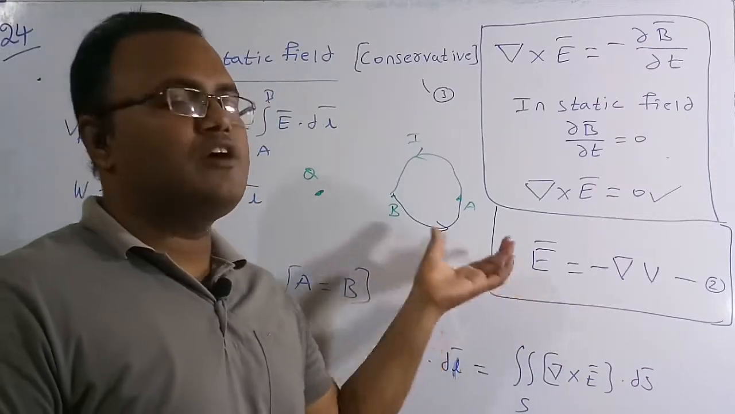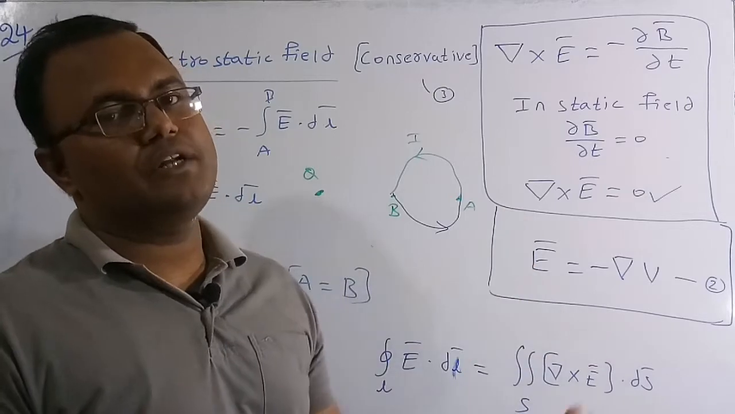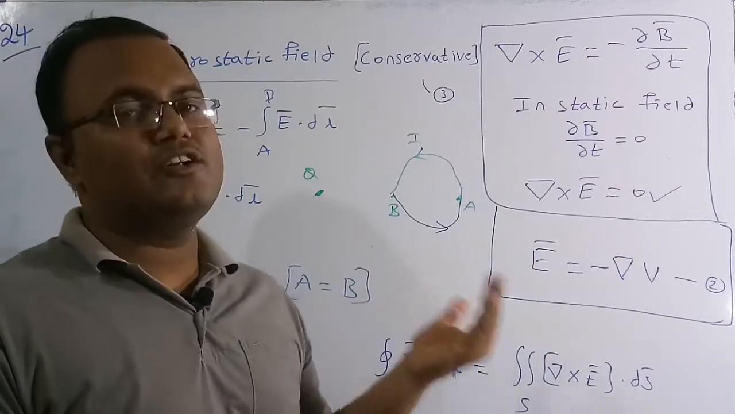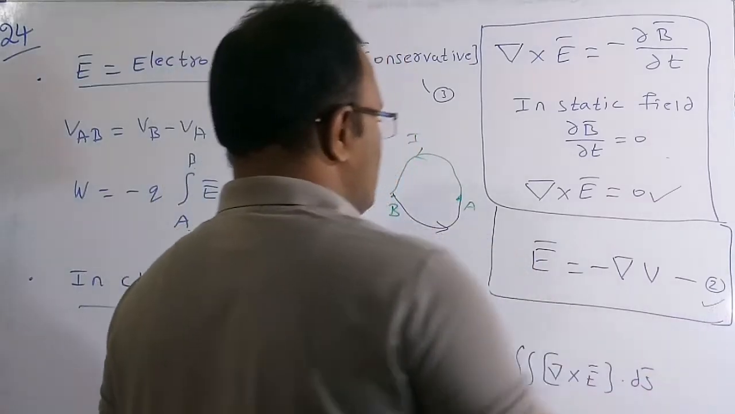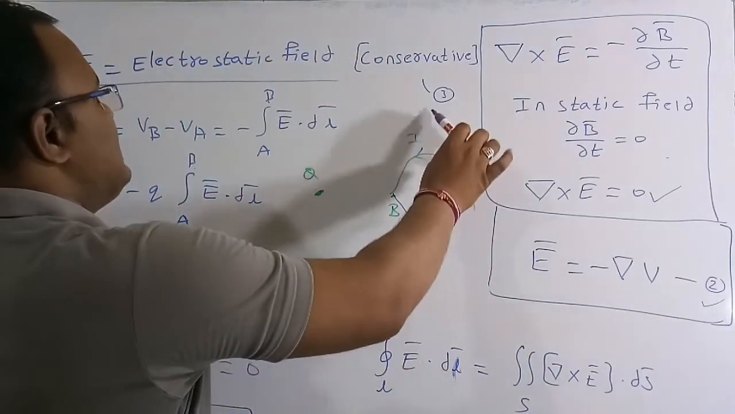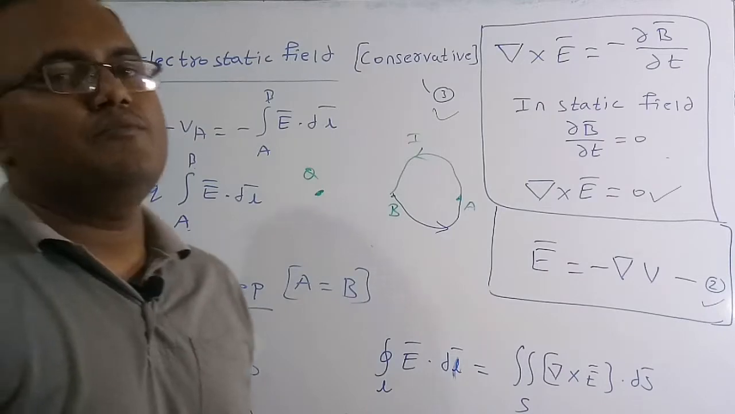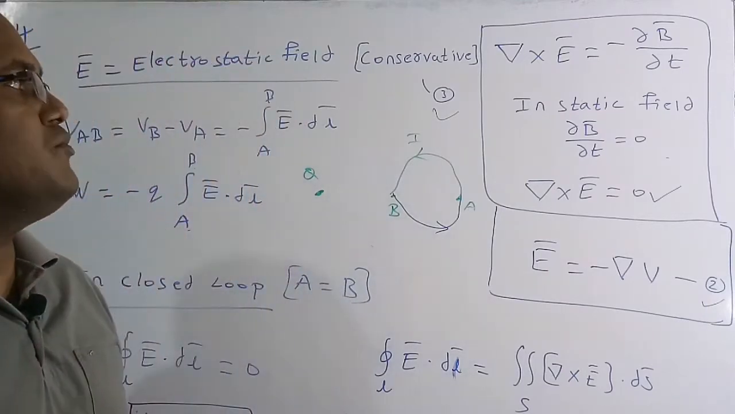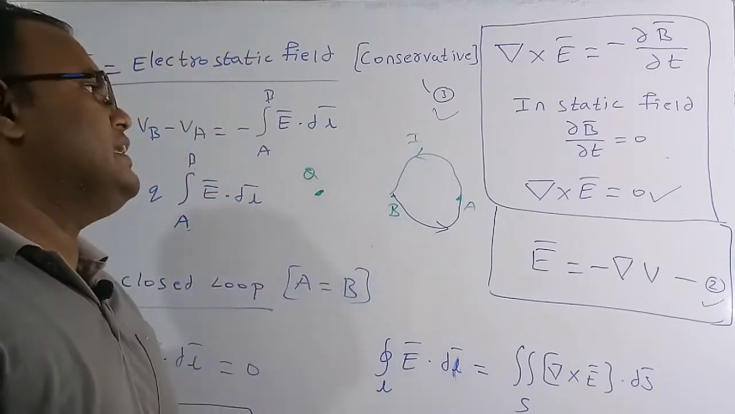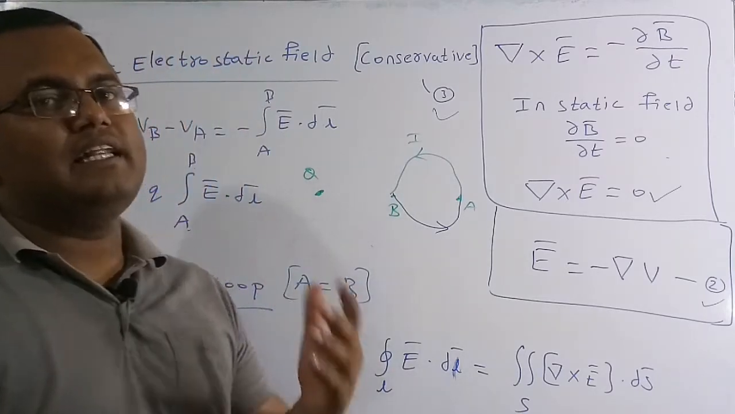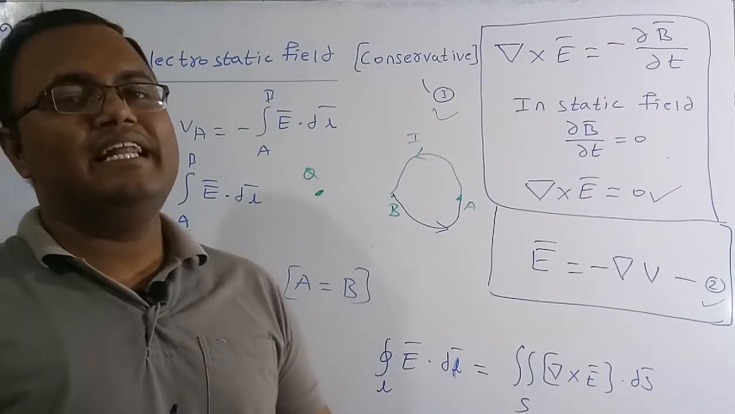This electric field is always going to travel from the higher potential to lower potential, and it is the negative of the gradient of the scalar potential. So statement 2 is also correct. And statement 3 says the electric field is a conservative field, because the potential difference and the work depend only on the initial position and the final position, but not on the path traveled.